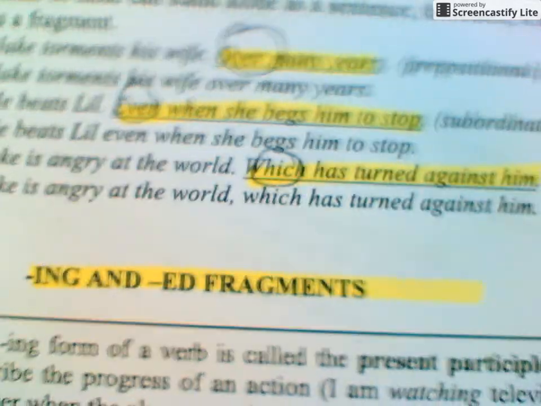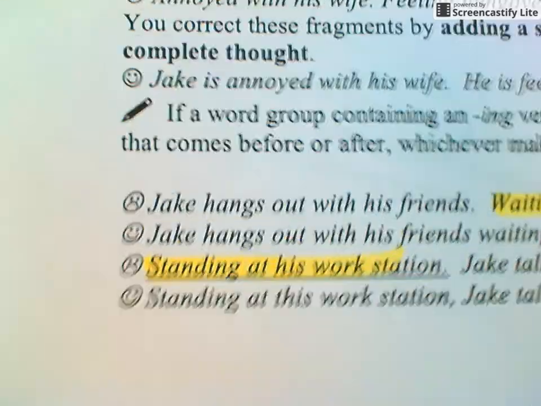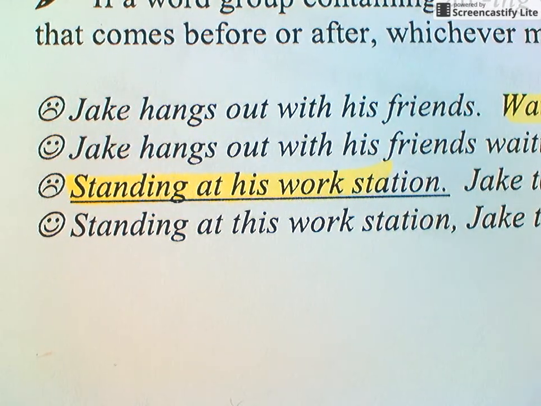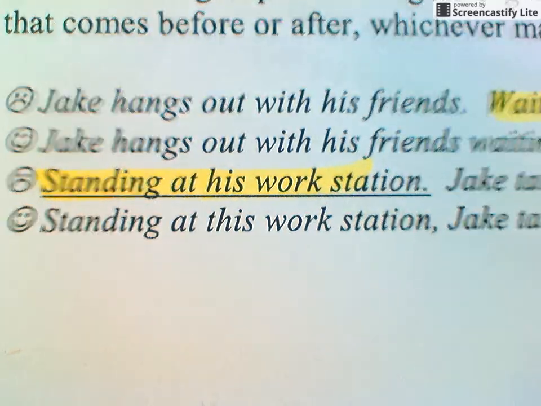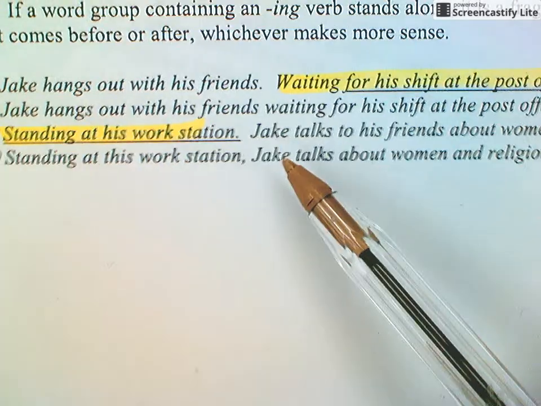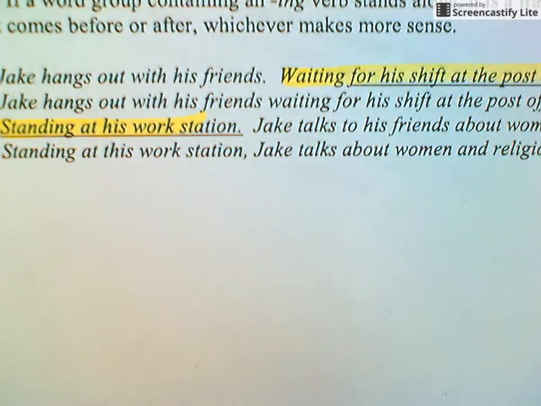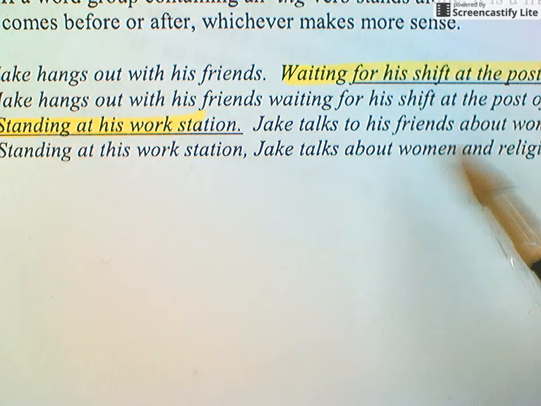Another way that students do this is by using what's called a participle, using ing or ed, and they'll create a sentence like this. Start off the sentence with the ing, standing at his workstation. We can't have a sentence. It will not stand alone that way. So instead, we can write a sentence like this. Standing at his workstation, Jake talks about women and religion. Probably not a great idea, but the point is that you've got your comma right there in the middle. You're going to have to join that sentence, okay?